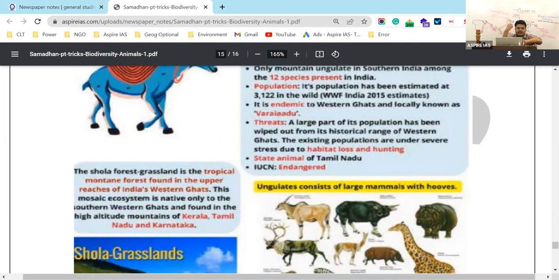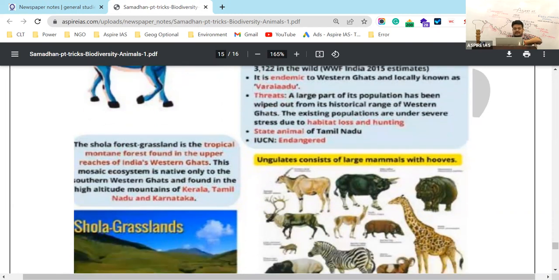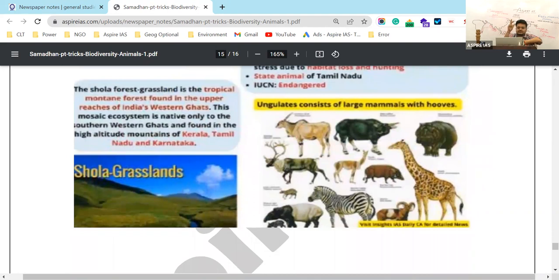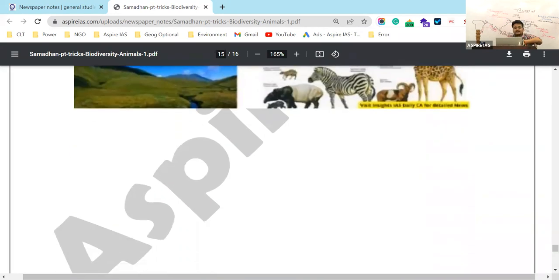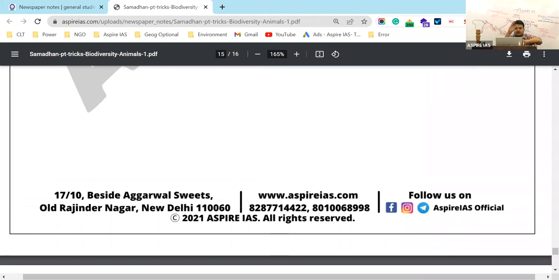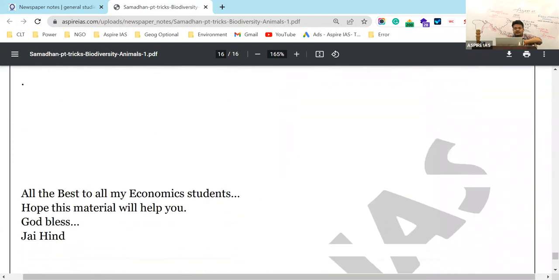Aur abhi iska status jo hai, that's endangered ho gaya. So they are not vulnerable, they are now endangered. So isko Varaiadu bhi bolte hain. And habitat loss is a major reason behind their endangered status. Shola forest, already bata chuka hun, tropical mountain forest found in upper reaches of the Indian Western Ghats, Kerala, Tamil Nadu, Karnataka. Teen state mein milte hain. Ungulates are those animals jinke khur hote hain. Ungulates are those animals which have hooves.